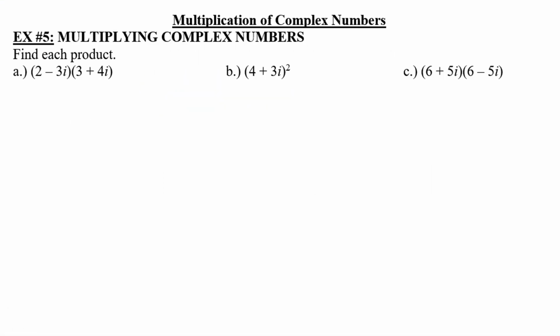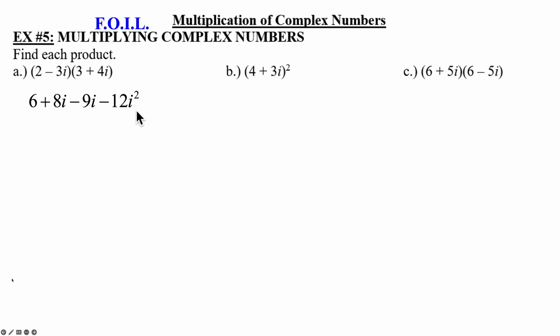Well, that was after adding and subtracting. Oh, multiplication's next. Find each product. Multiply. Wait a minute. These are two binomials. You're just going to FOIL. All right, so 2 times 3, that's a 6. 2 times 4 is 8i. Negative 3i times 3 is minus 9i. Negative 3i times 4i is minus 12i squared.